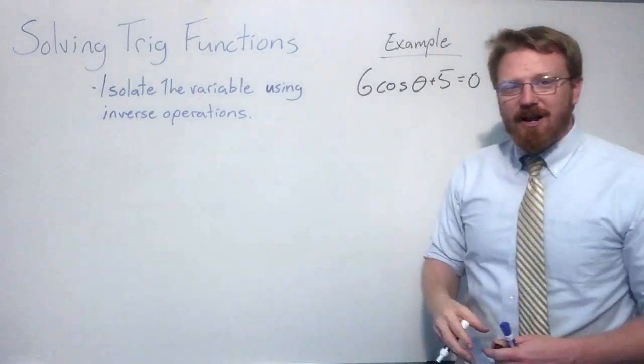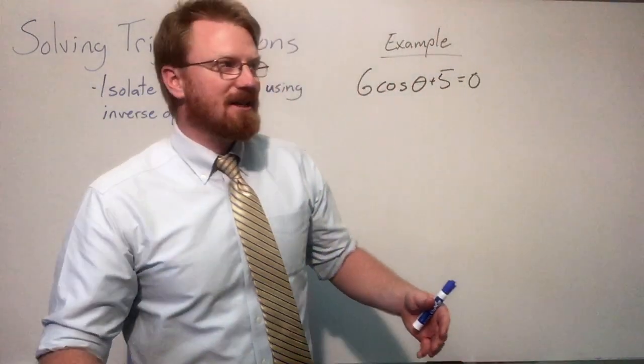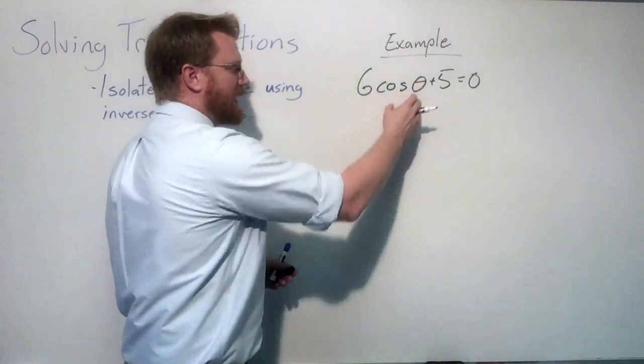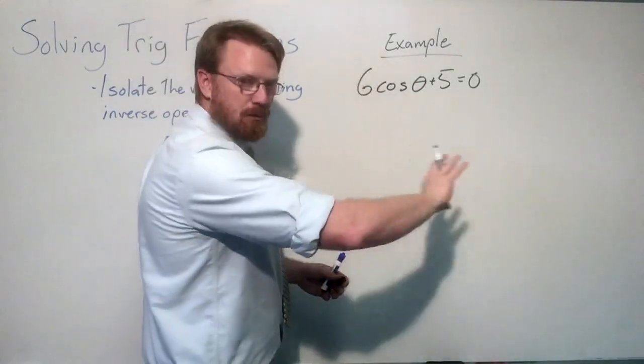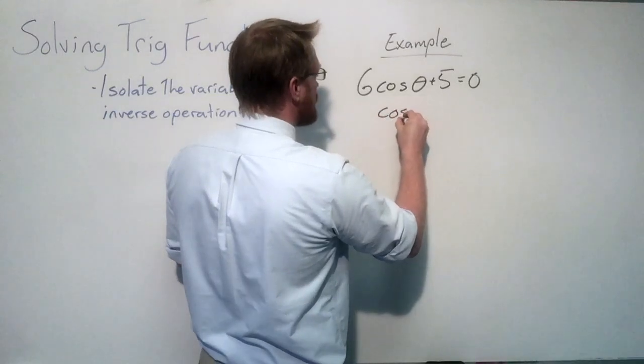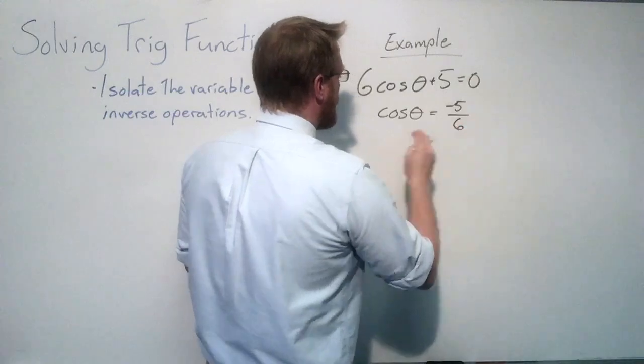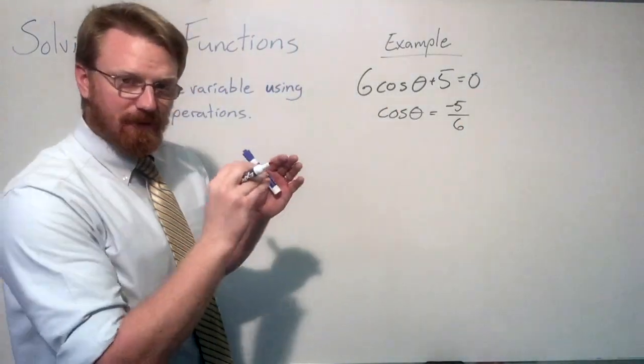Several things happening to theta. I've got to figure out what the inverse of each of those functions is and undo them in the right order. So I've got a times 6, a cosine, and a plus 5. The weakest operation is going to go away first. Minus 5, divide by 6. So now I've whittled my way down to the cosine function itself.